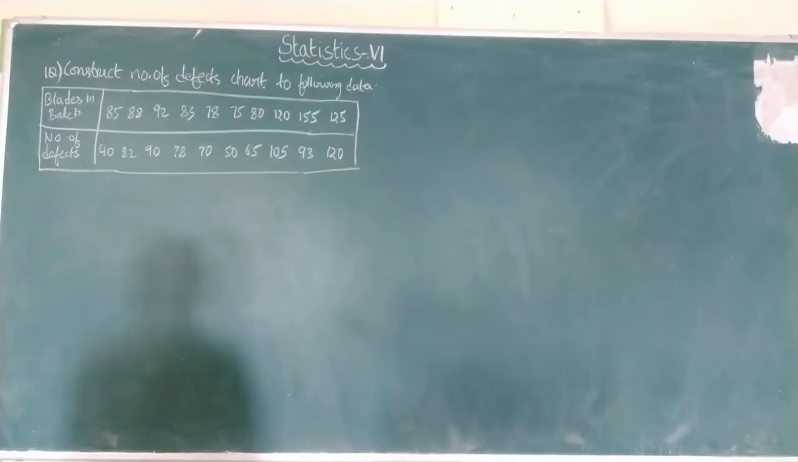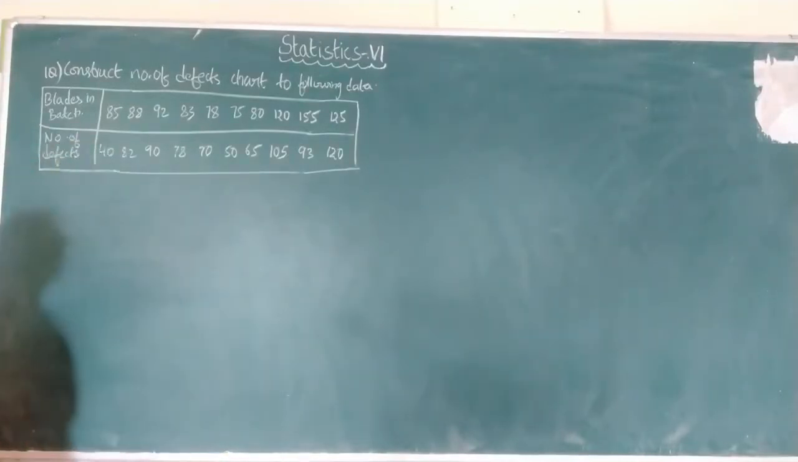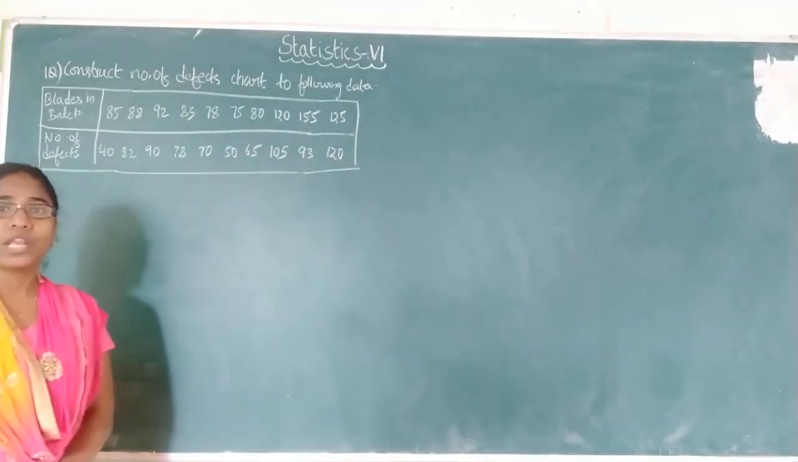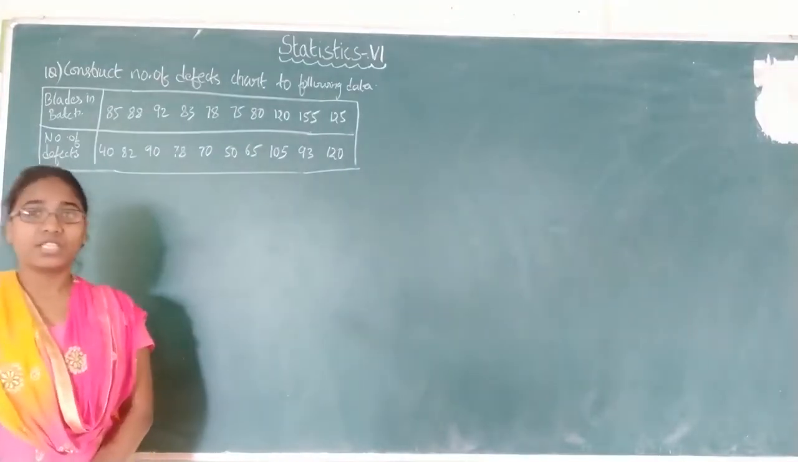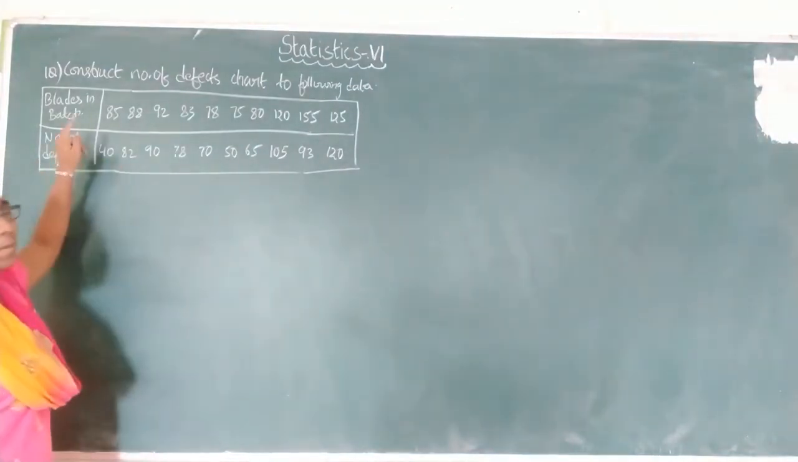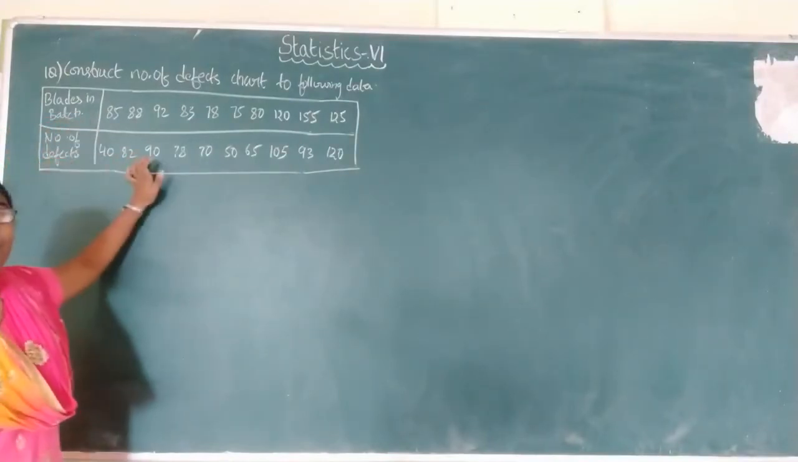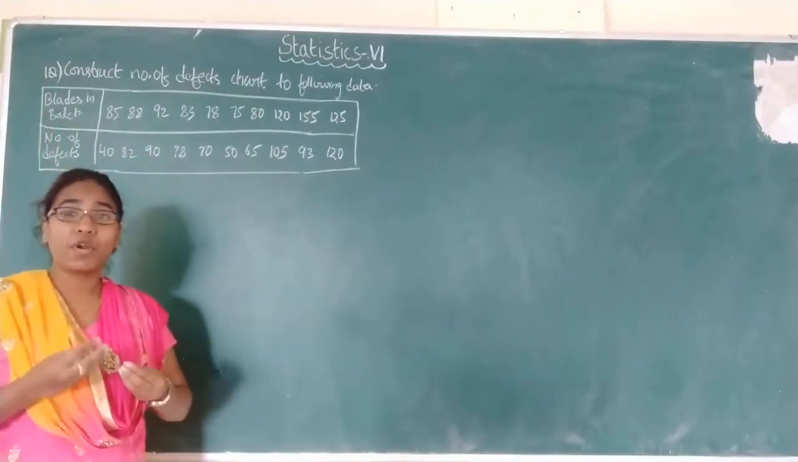Now we will see a problem related to U chart. Read the question: construct the number of defects chart for the following data. Number of defects always indicates a C chart. So we have to construct a C chart, but observe that it is given blades in a batch and the number of defects.